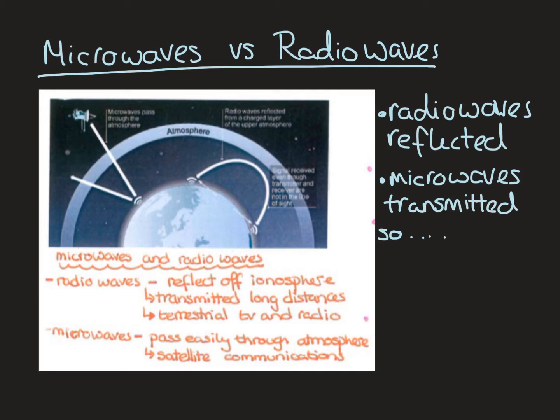However, this isn't the case with microwaves. They get transmitted through this boundary, and that makes them really good at communicating signals to satellites on the other side of the boundary. So here's an example of where their different behaviour, with radio waves being reflected and microwaves being transmitted at a boundary, means that they have different uses.